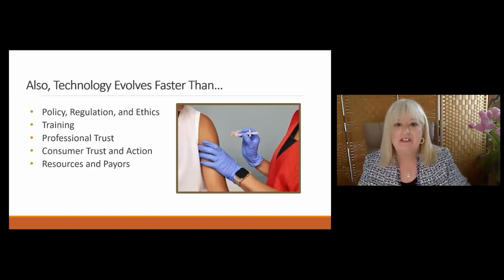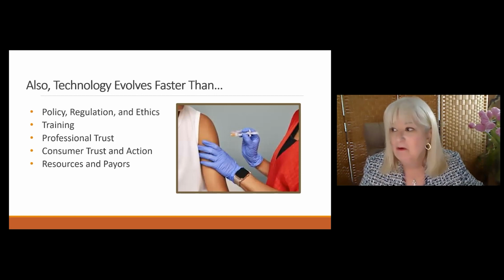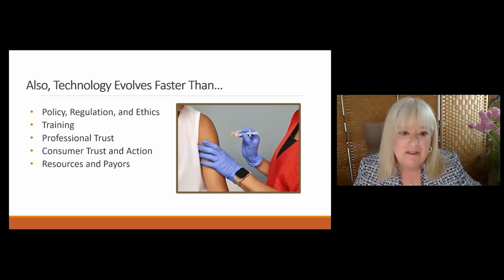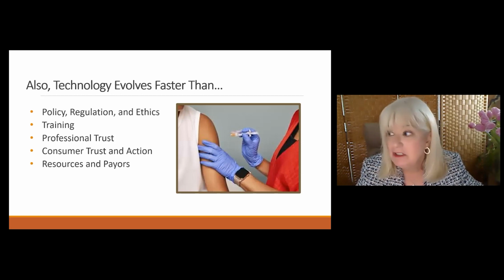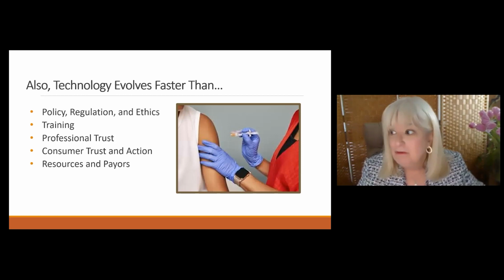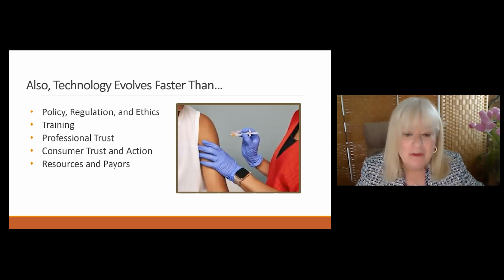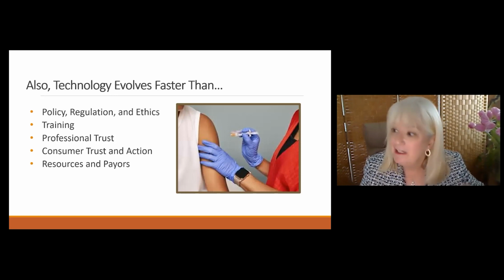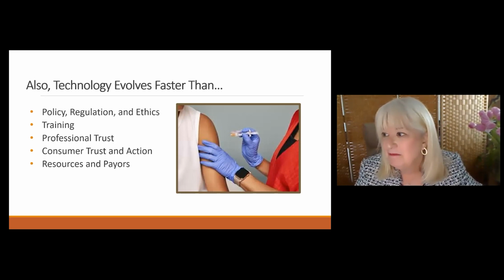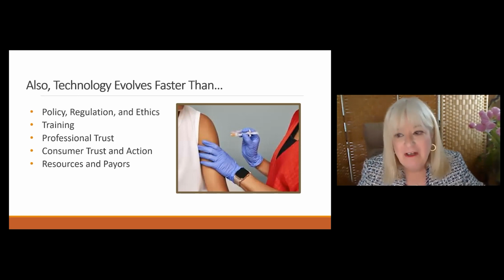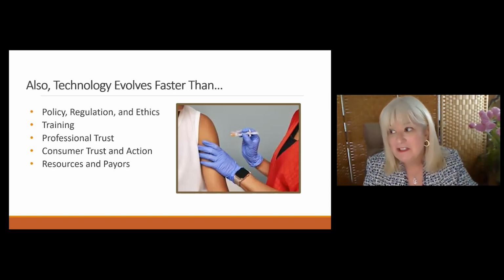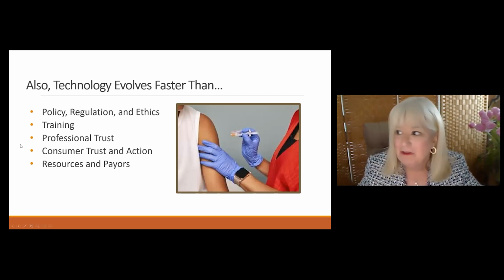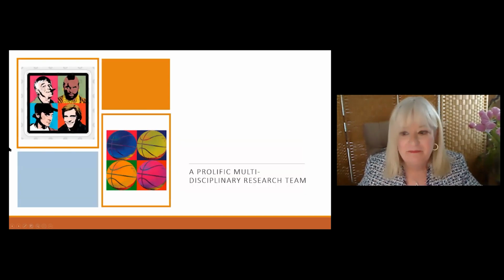And one of the axioms these days is that one state, because each state has its own particular requirements. So also technology evolves faster than all of the following. It's faster than policy, than regulation and ethics. Training lags behind technology development. Professional trust in the technology has to be developed. The consumers need to develop trust in action, ask for the modality. And then the issue with resources and payers. Now, you can look and see it's not that dissimilar from what we're experiencing now with vaccine acceptance.